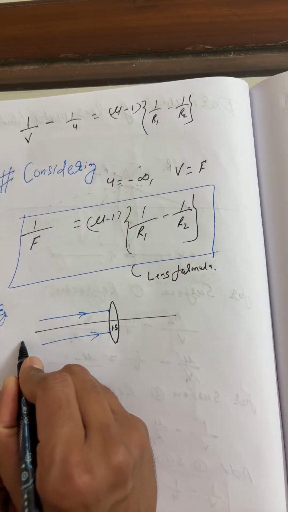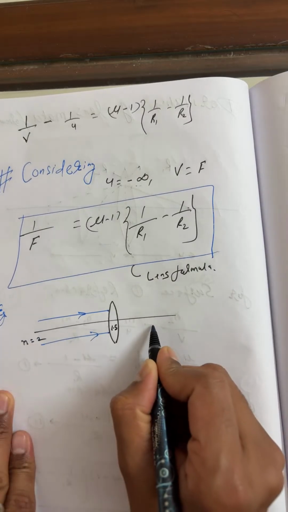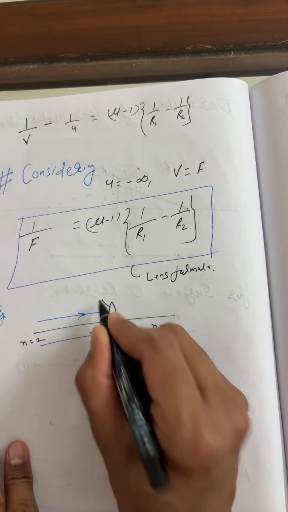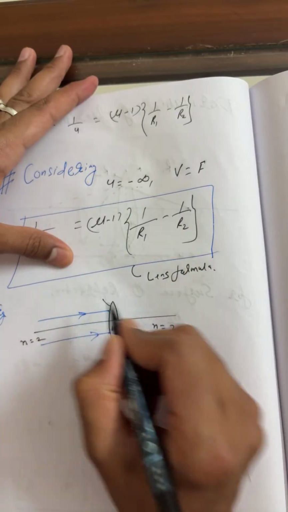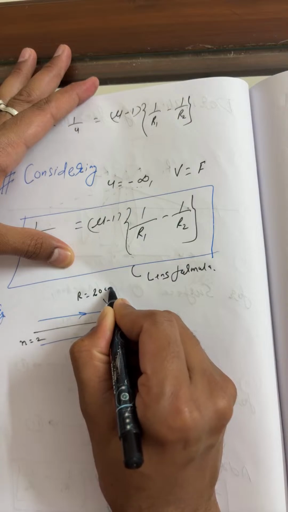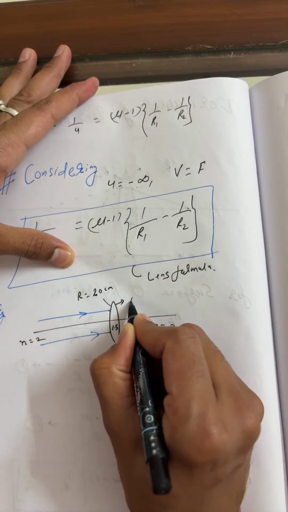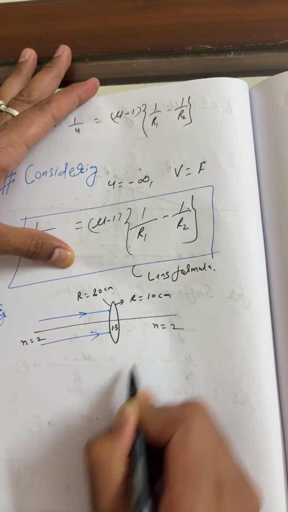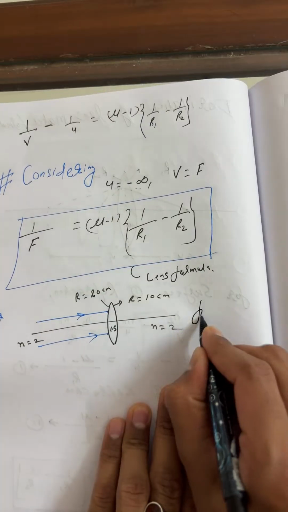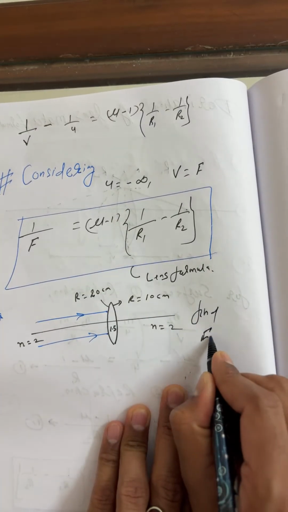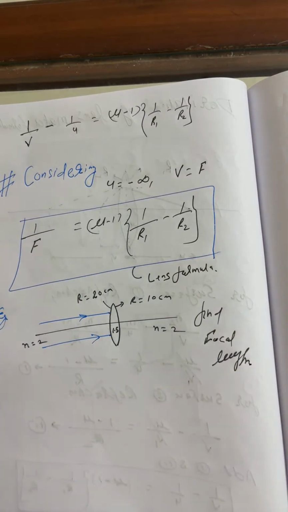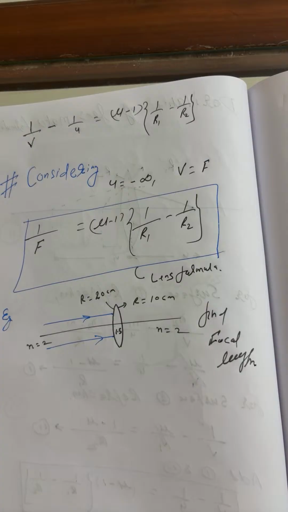Outside, I'm considering here n equals 2, and here also n equals 2. For the radius, you can take this radius as 20 centimeter and this radius as 10 centimeter, random data. What's the question? Find the focal length. Come to the point.